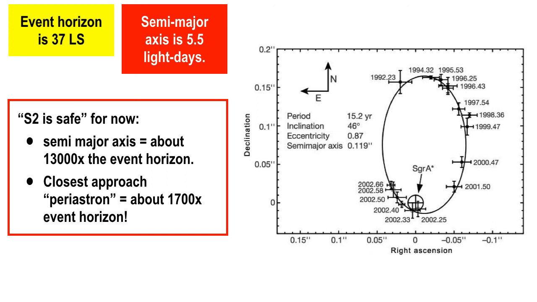All right? Semi-major axis is 13,000 times bigger than the event horizon. Now, if he were twice the size of the event horizon, then you'd want to be worried. But 13,000 times out, that's just another gravitational object. And periastron, that's the closest point of approach, 17,000 times the event horizon. Still plenty of distance, even at his closest.